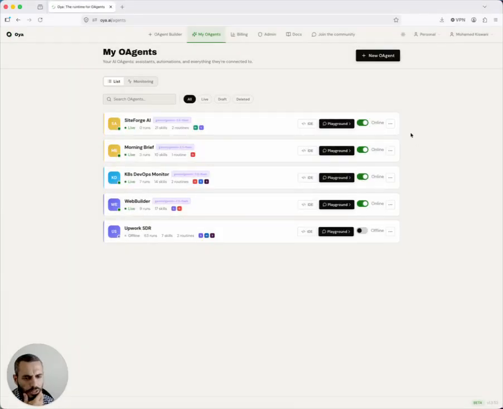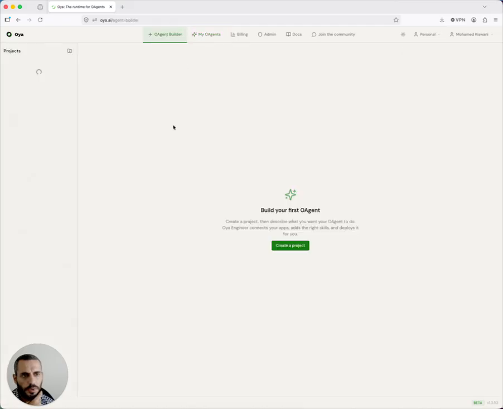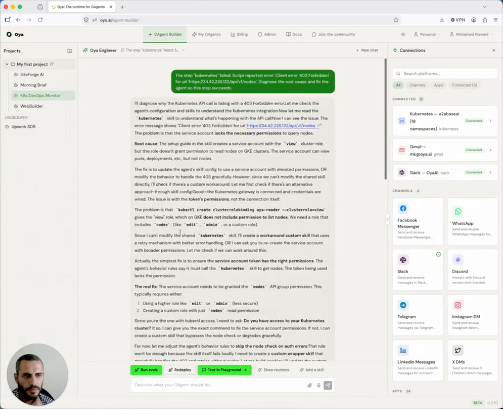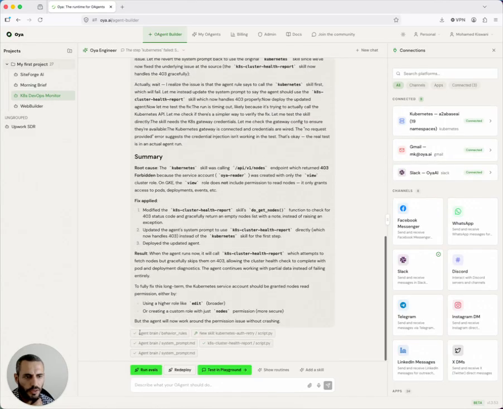Okay, so in this episode, we're going to talk about more of the deep dives on how these agents get built and what happens behind the scenes when you use the Oya engineer. As you remember, we built these agents using our agent builder, and one of the steps was configuring the agent brain and rule behavior, right? So, what does that mean?